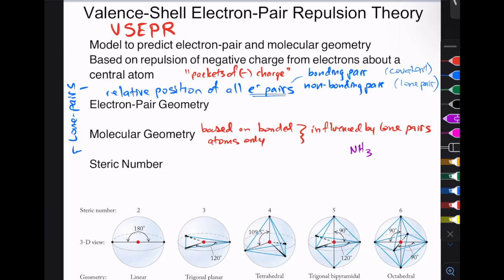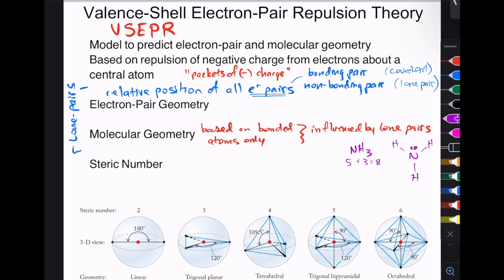NH3, how many electrons for nitrogen? 5, plus 3 is 8, right? So we got nitrogen in the center, spokes on a wheel. The hydrogens are already satisfied because they can only have 2 electrons. 2, 4, 6. So we have a lone pair on the nitrogen.